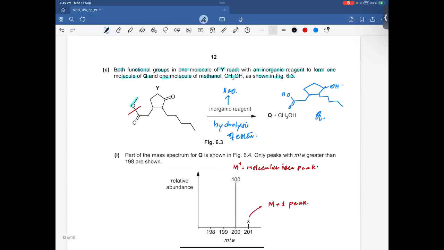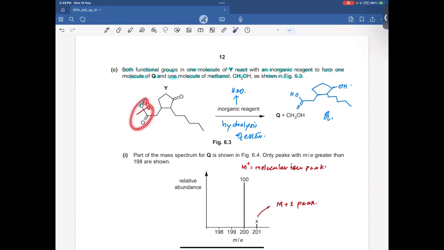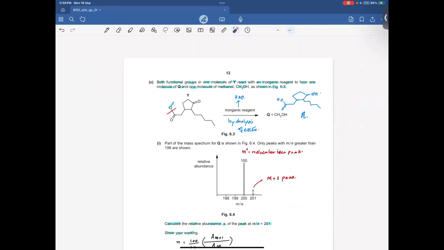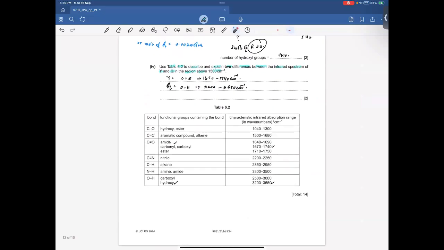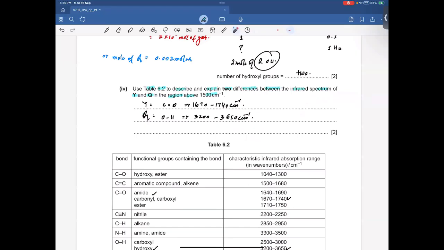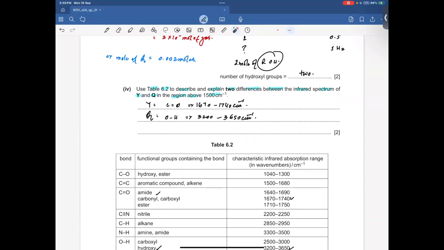I'm not going to use ester, although I can use ester also, but Q doesn't have a carbonyl and Y doesn't have OH, so I can distinguish these two from these two peaks only. So how many marks do we have for this part? 2 marks. I think it's more than enough. I think that's the only one.